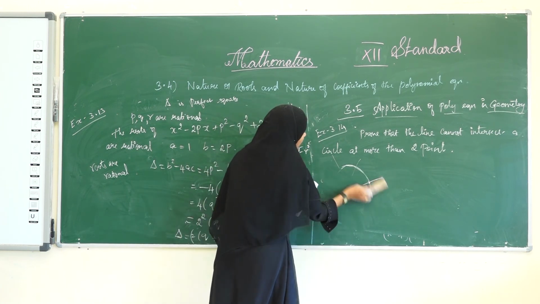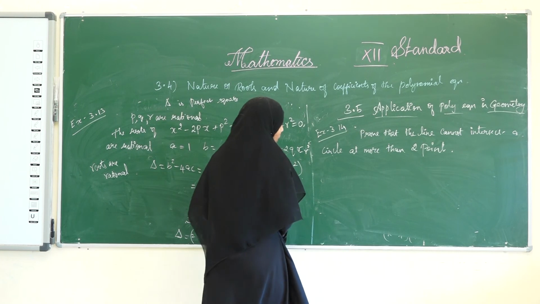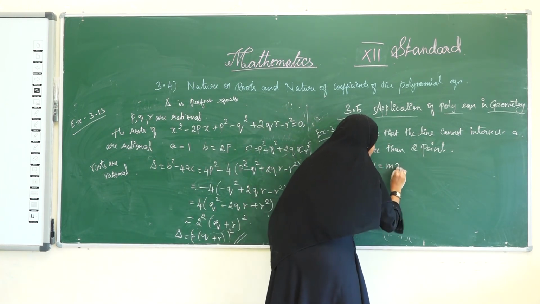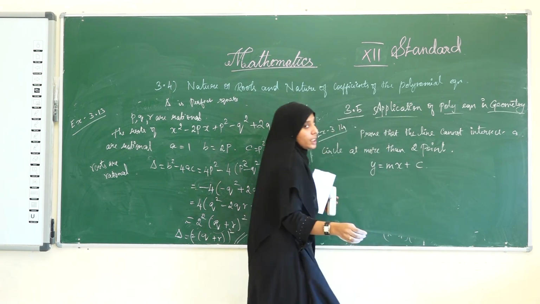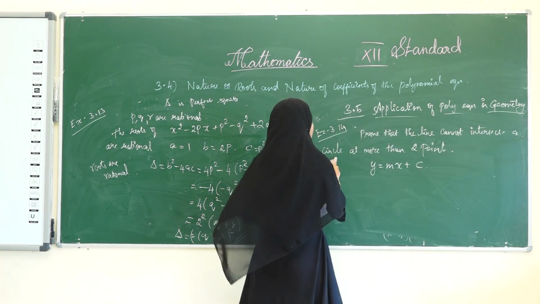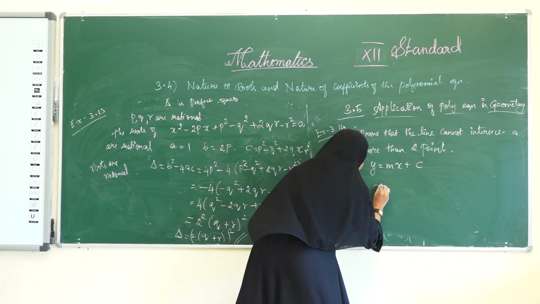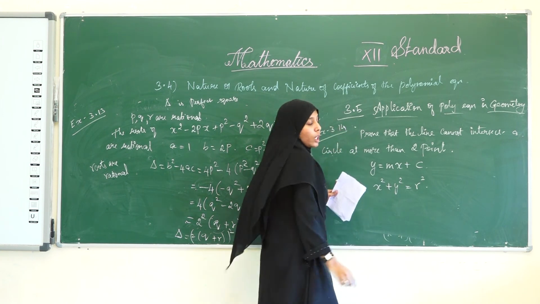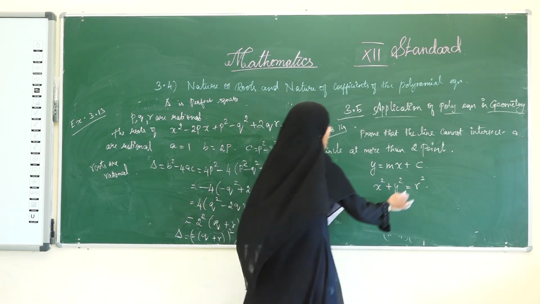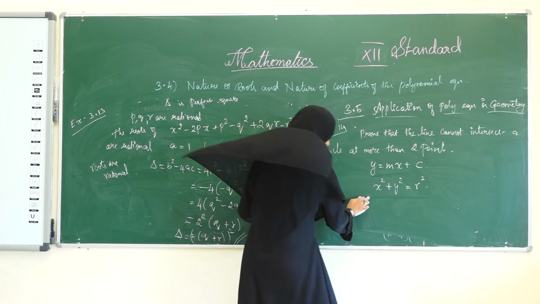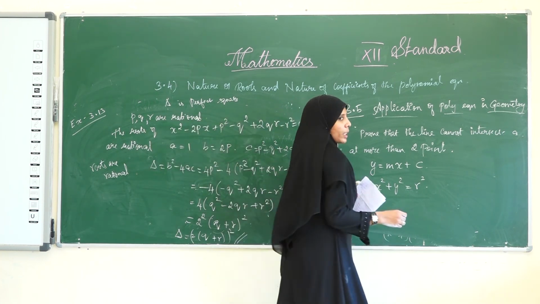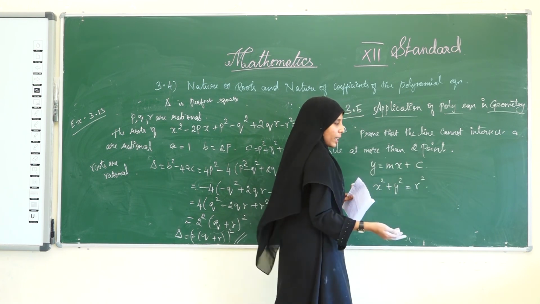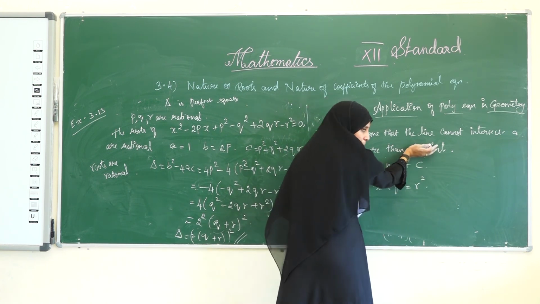Okay, how can we prove this in an equation? The standard equation of the line is y equal to mx plus c. We have learned it in coordinate geometry, right? And the standard equation of the circle is x square plus y square is equal to r square, where r is the radius of the circle. So how can we find the point of intersection? When we solve these two equations, the roots we get will be the points of intersection.